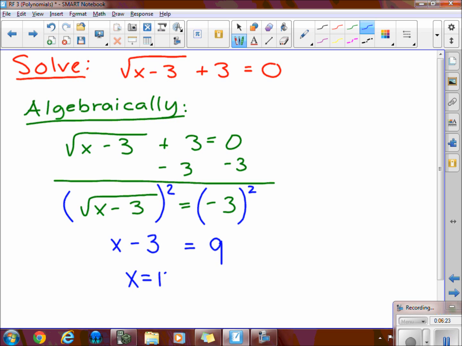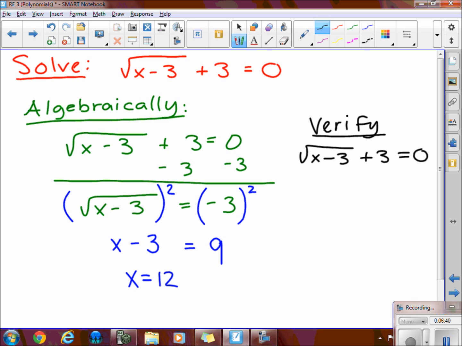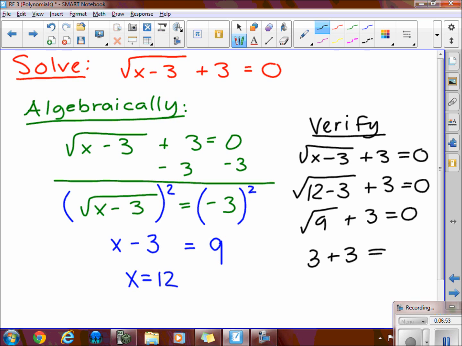Now we want to verify to make sure that this is a possible solution to this equation. When we verify, we always start our verification right back in the original equation. So we rewrite it and try to make the left side of the equal sign equal the right side of the equal sign. So we put in the 12 again. The root of 12 minus 3 plus 3 equals 0. And we're getting the root of 9 plus 3 equals 0. And it should be clear now that 3 plus 3 is not 0. Therefore, x cannot equal 12.